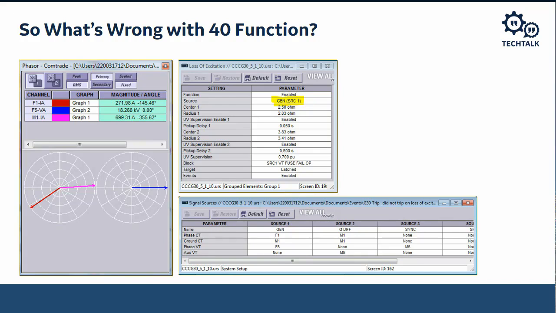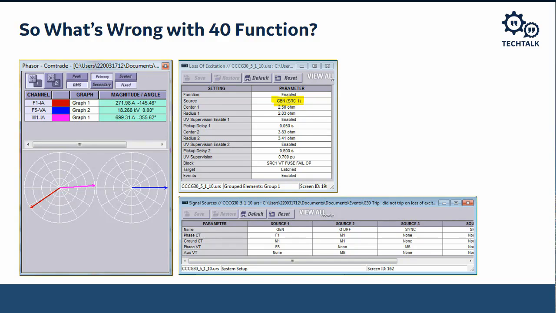And then most likely what happened is when they started picking up load, they tripped on the reverse power element, because even though it was set to reverse power, it was being sourced by a signal source that looked like it was in the reverse direction. So they tripped. So it looks like they then changed the reverse power element to a forward power element, which now is in the reverse direction, and they didn't think about the 40 function or the loss of excitation function.